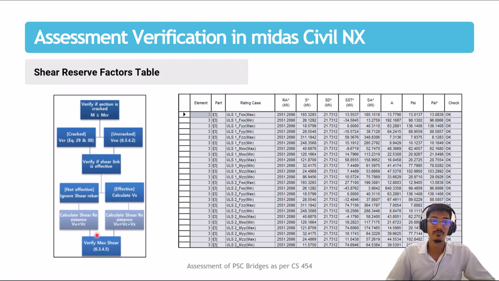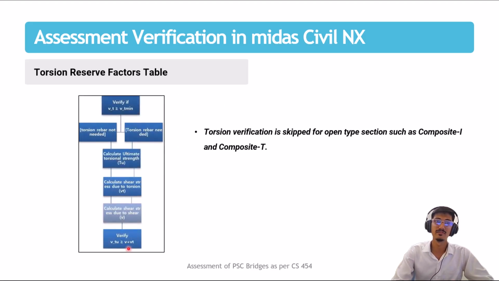And VU would be the VC plus VS. So in this case, VS is basically going to be ignored. And at the end, it is going to verify the maximum shear. So that is going to be the workflow for shear checking in MIDAS CIVIL NX.